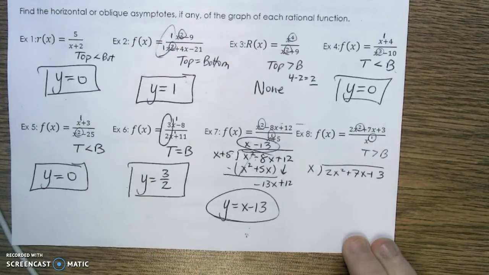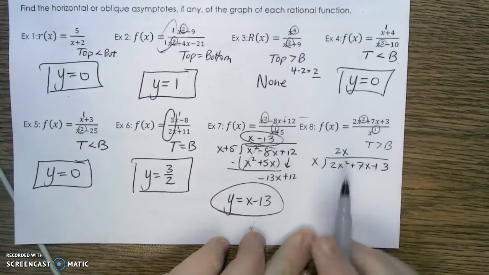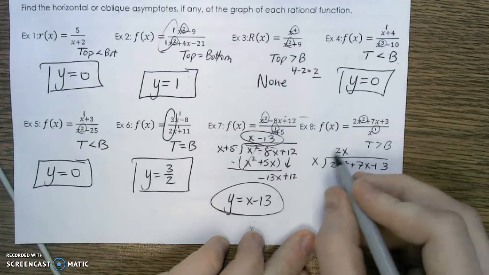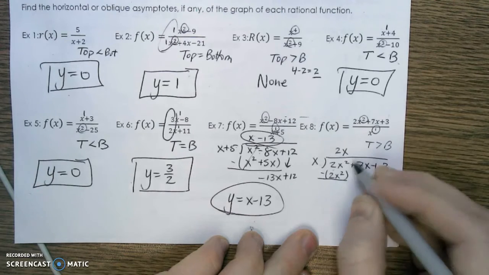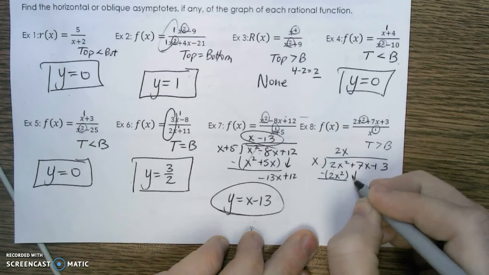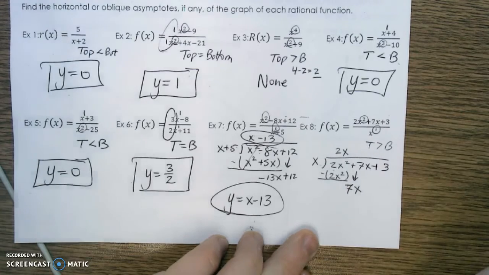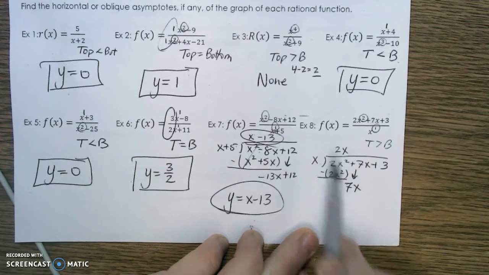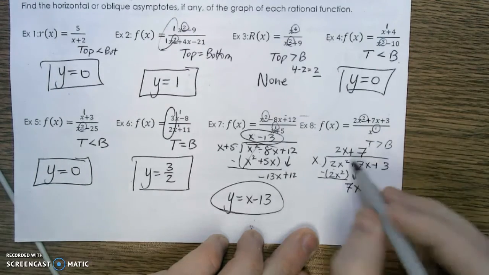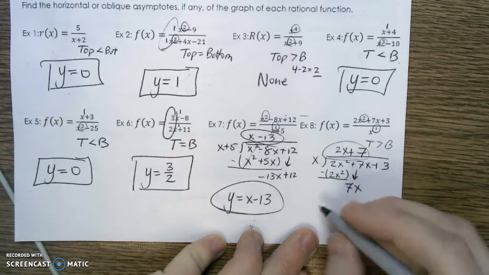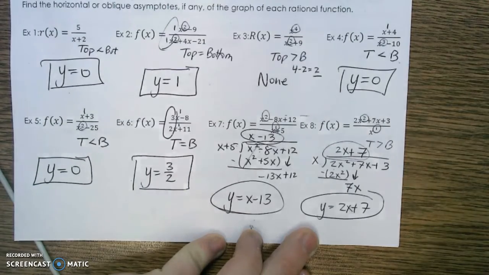So we do 2x squared divided by x, which is 2x. Then we take 2x times x and we get 2x squared. Subtract and we get 0 or nothing. And then we bring down the 7x. So then we do 7x divided by x, which is 7. And then we can stop. That's all I need is the x and the number. So I get y equals 2x plus 7 is the oblique asymptote.